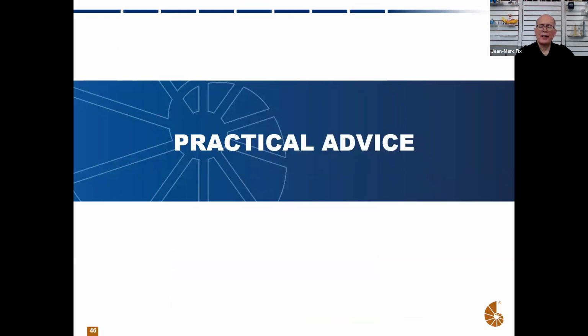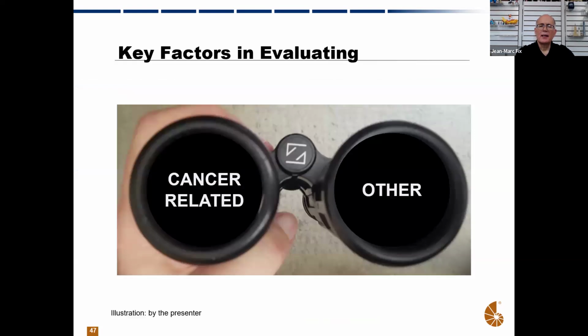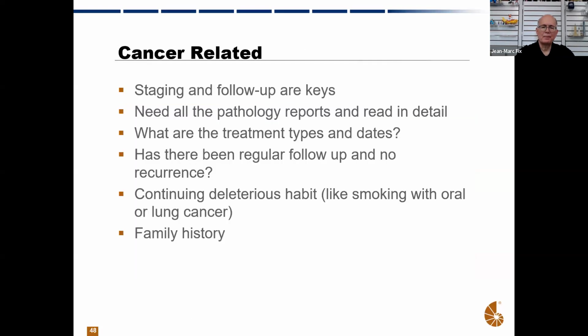So as we get close to the end, a little bit of practical advice. And I think of key factors in evaluating cancer in two buckets. The cancer-related bucket and the other bucket, which is more the insurance-related bucket. So on the cancer-related bucket, as I mentioned earlier, you don't underwrite cancer, you underwrite a specific stage of a specific cancer. And that's important to get in the details of exactly what it is. Details matter here. Going in the pathology reports in detail, not just the summaries, is key.